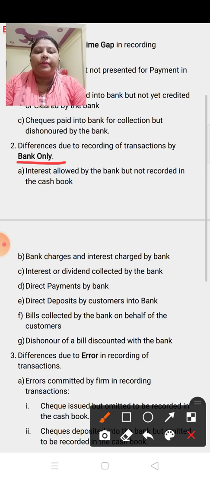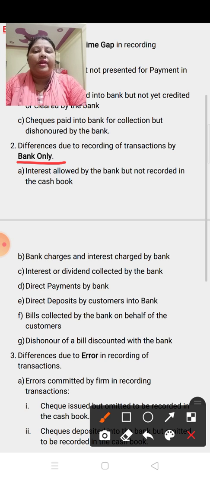By bank only means the transaction only the bank has recorded in the passbook, but we have not recorded in the cash book. Like interest allowed by the bank. See, if interest is allowed by the bank, it is on the bank side. Until the bank gives us the information about the interest, we will not record it in the cash book. So this is also one reason.